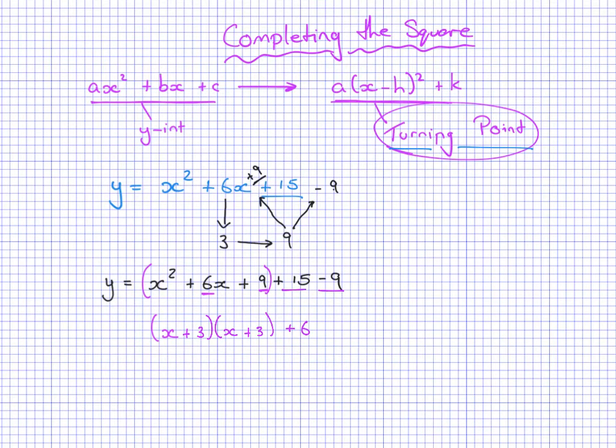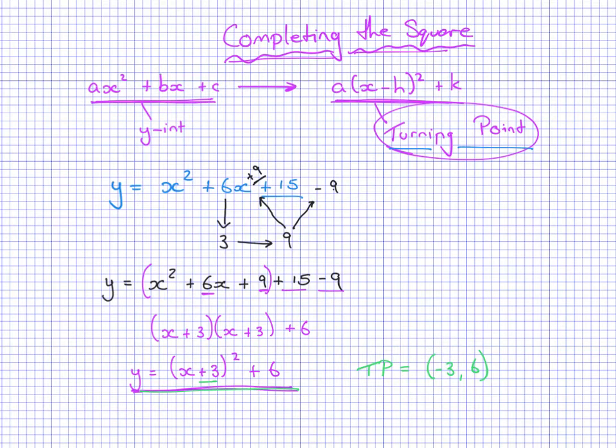Now I can rewrite these 2 brackets as squared, and plus 6 at the end. There's always a y equals at the front. And now I suddenly have this turning point form. I've followed the process for completing the square, and I've transformed this into turning point form. Now I can read the location of the turning point directly out of the equation. The turning point is at minus 3, positive 6, which will help me sketch it.